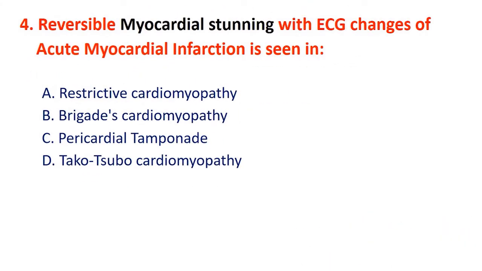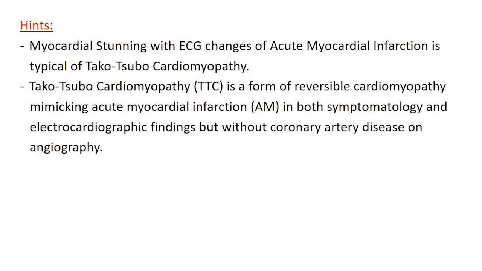Number 4. Reversible myocardial stunning with ECG changes of acute myocardial infarction is seen in: restrictive cardiomyopathy, peripartum cardiomyopathy, pericardial tamponade, Takotsubo cardiomyopathy. And the answer is Takotsubo cardiomyopathy. And here are the hints.